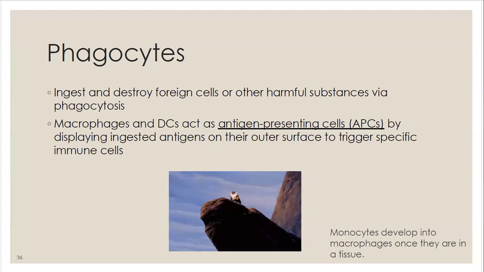All right, so again, with the phagocytes, they ingest and destroy the foreign cells or other harmful substances, and macrophages and DCs act as the antigen presenting cells by displaying ingested antigens on their outer surface to trigger specific immune cells.